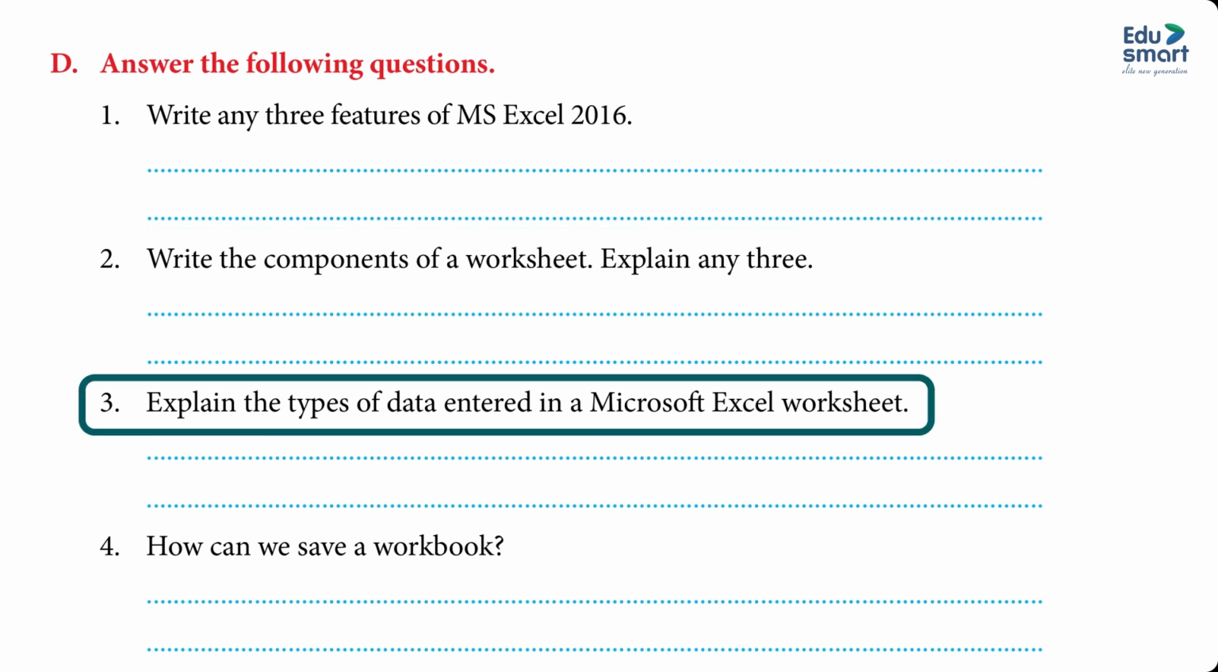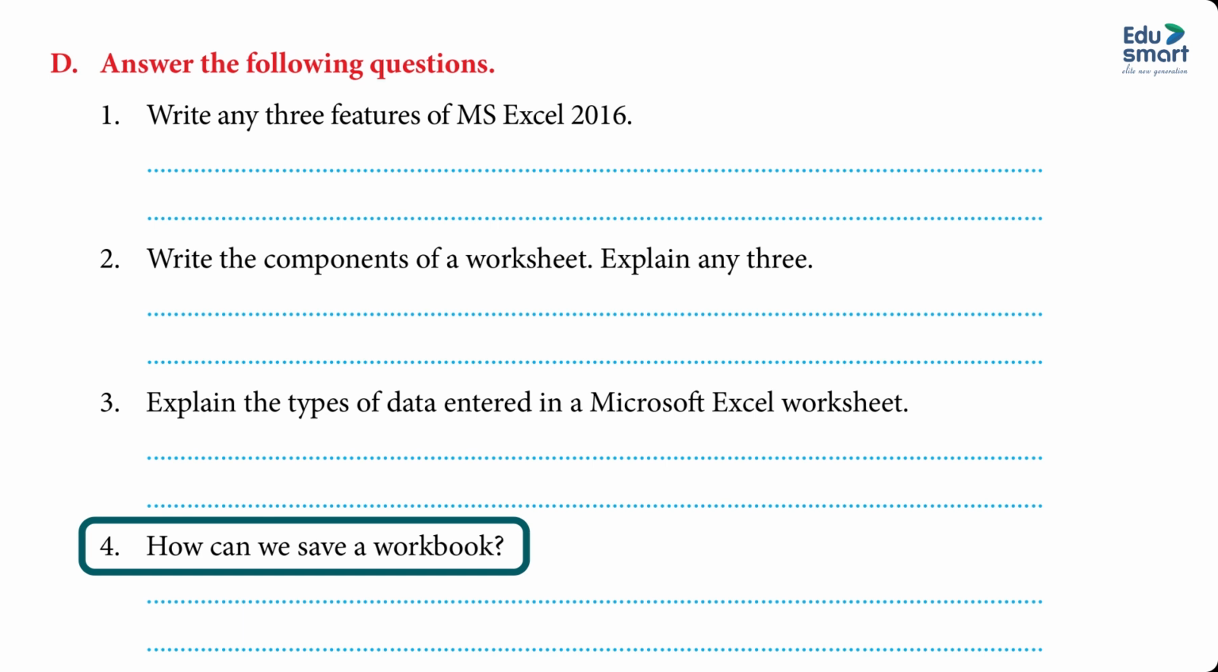3. Explain the types of data entered in a Microsoft Excel worksheet. Answer: we can enter 3 types of data in a Microsoft Excel worksheet: numbers, text, and formula. 4. How can we save a workbook? Answer: follow the steps to save a workbook. Click on the File tab. Select the option Save or Save As.